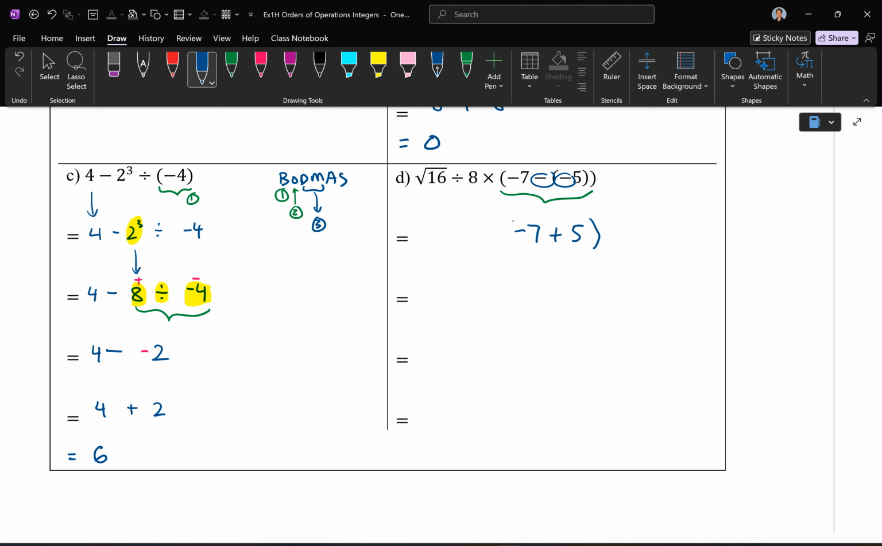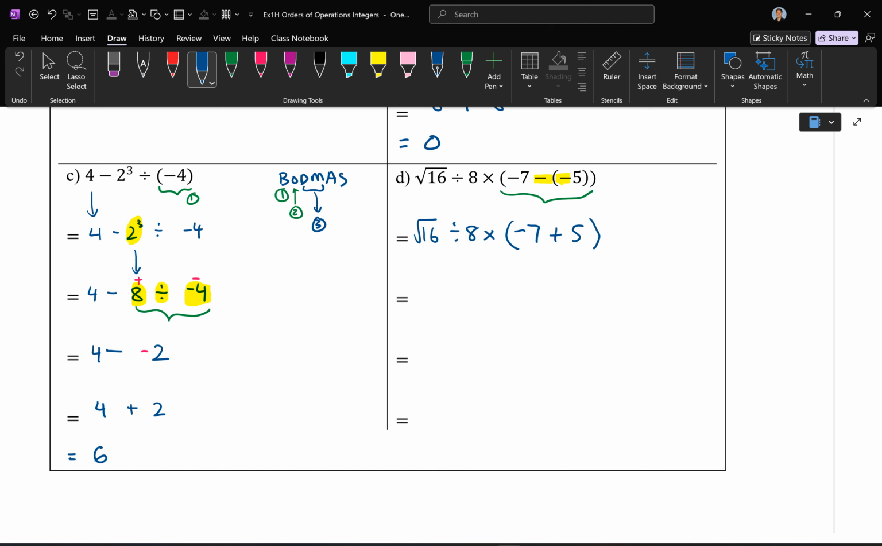But notice I'm going to keep the brackets because I still haven't figured out what that result is. So I'm going to still keep the brackets there. I've just made my life a bit easier. I'm going to highlight that to make it easier to see. So minus a negative was easier to work out by saying negative 7 plus 5. Keep everything else the same. The root 16 is still there. Divide 8 is still there. And the times is still there.